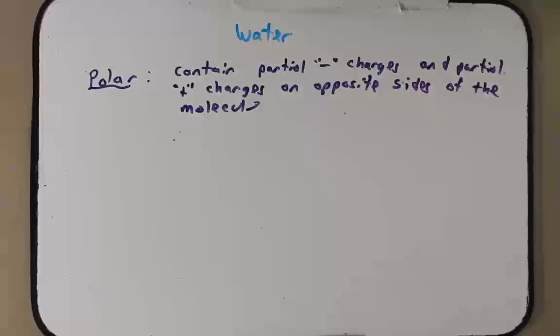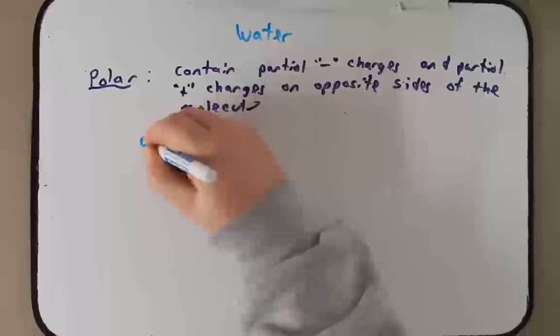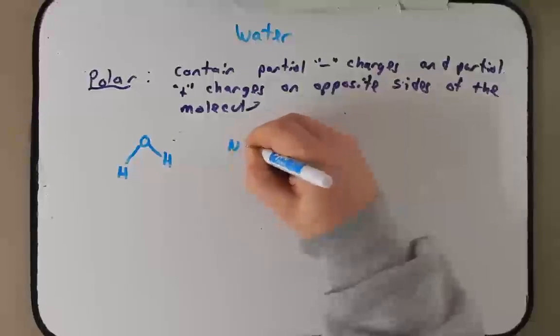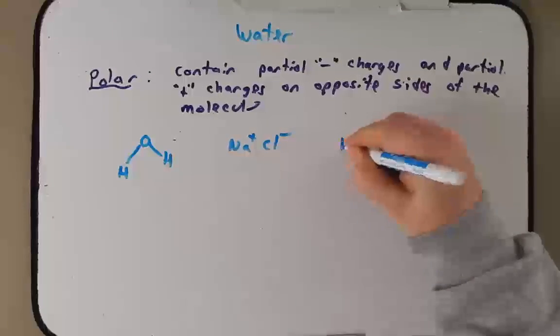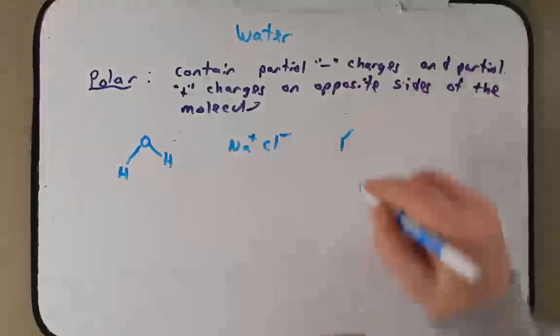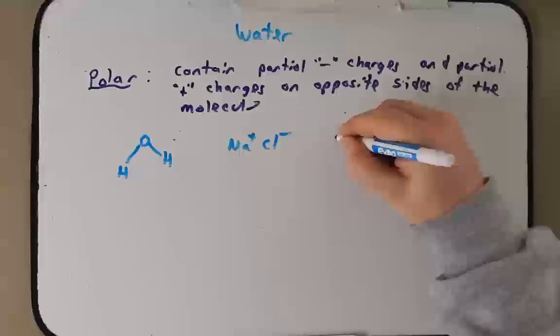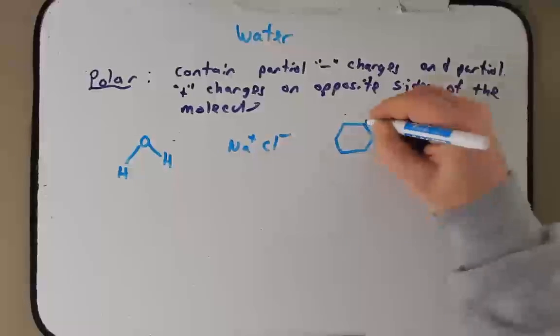Some examples of polar molecules include water, sodium chloride, and glucose, or a sugar molecule. And I'm just going to draw the sugar molecule as a ring. And they can come in various sizes and structures. We're just going to draw it like this for now.